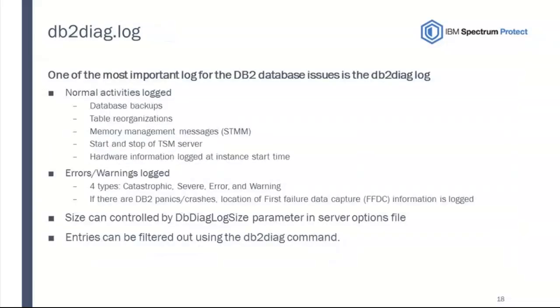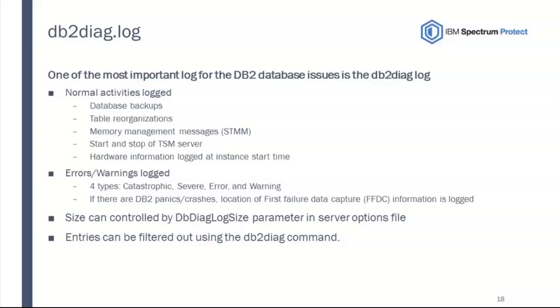Now moving to the next slide, 18. Here is another way to diagnose DB backup and restore issues. db2diag.log is the file where you can see the complete activity of your database backup and restore operation. There are 4 kinds of messages you can find in db2diag.log: catastrophic, severe, error, and warning. So if a DB backup or restore fails, then it comes under the error section.